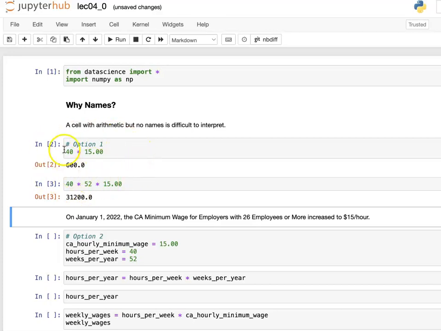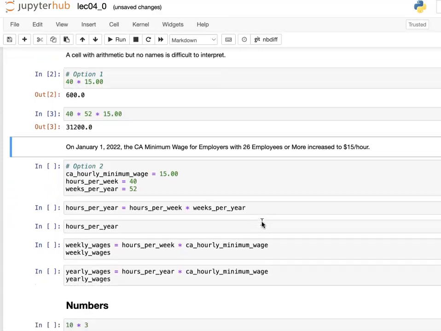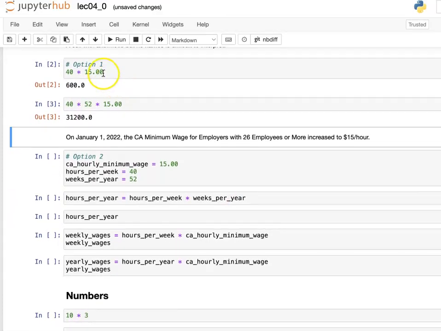If you just write it like that, of course you can get the result, but only you understand what you are doing. Also, maybe the minimum wage will change. So that's why it is represented here. On January 1st, 2022, the minimum wage in California for employers with more than 25 employees increased, and the hourly wage is $15. So now you see, compare option 1 and option 2. Actually, we're doing the same thing. We try to calculate the minimum annual wage. But which one do you see better?